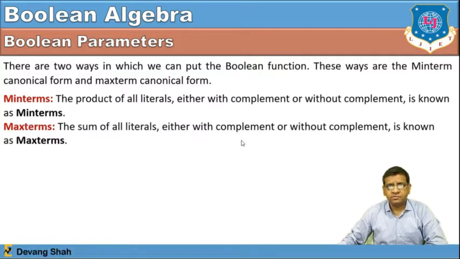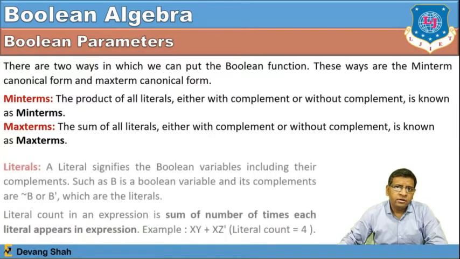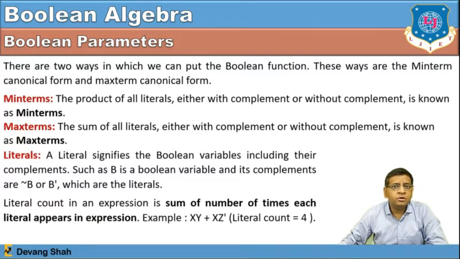Now what is a max term? The sum of all literals, either with complement or without complement, is known as the max term. So here the min term and max term are different in their way of representation. In a max term, first we use the combination of OR and NOT, and then in the second stage we use the AND gate.